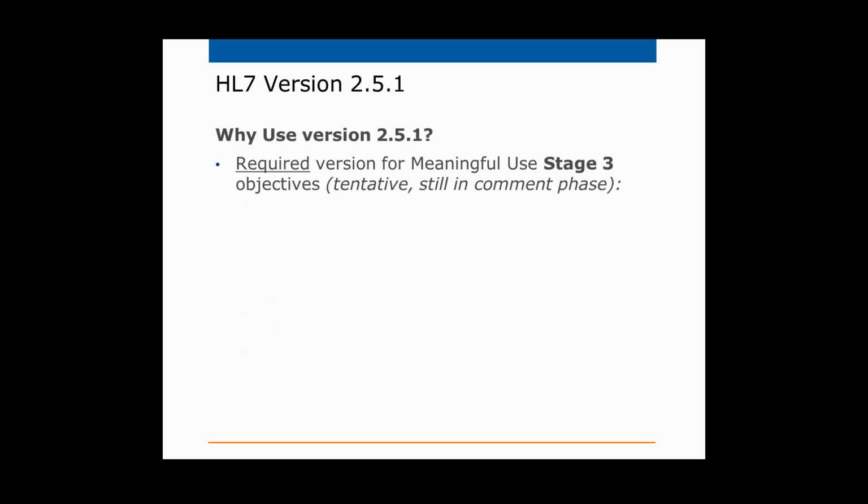In addition, for stage 3, while we are still in the comment phase and the requirements aren't set in stone, anyone that's taken a detailed look at the stage 3 requirements will see that version 2.5.1 is also part of the stage 3 write-up. It is specifically mentioned for some of the specific objectives. Again, it's currently still tentative, but there's no reason to think that the 2.5.1 portion is going to change for stage 3.